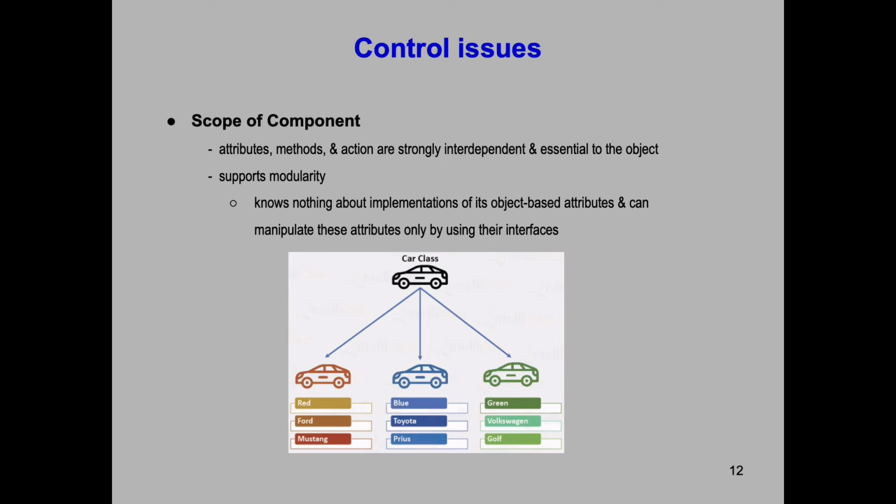So the scope of components essentially means that all the pieces within these objects are related, and they can't be manipulated in a way that doesn't make sense. You wouldn't say this car is also a truck, because this is a car class. It's not a vehicle class. A vehicle class maybe would be something that would allow trucks or buses or cars and so on.